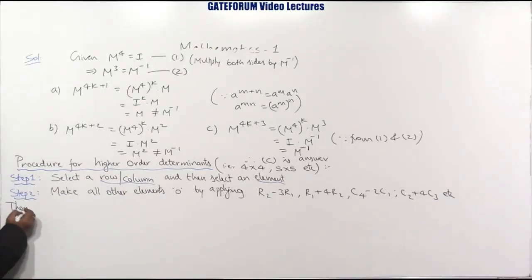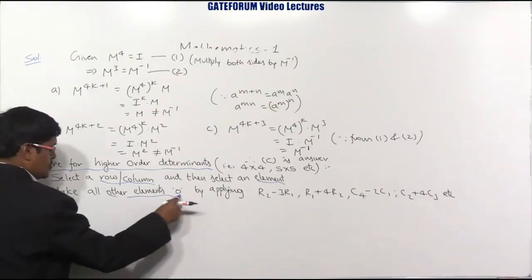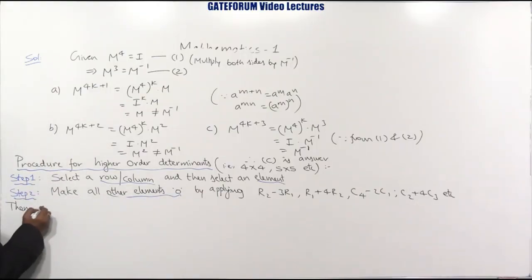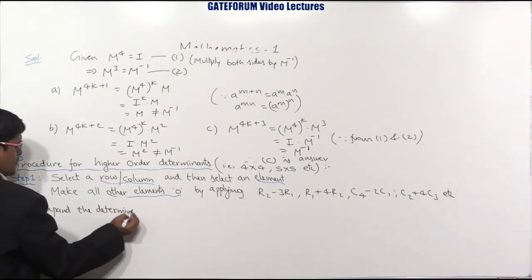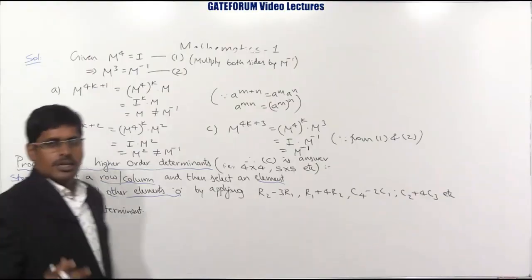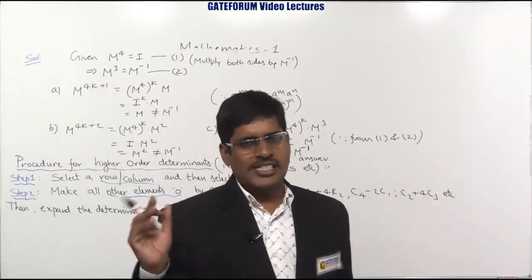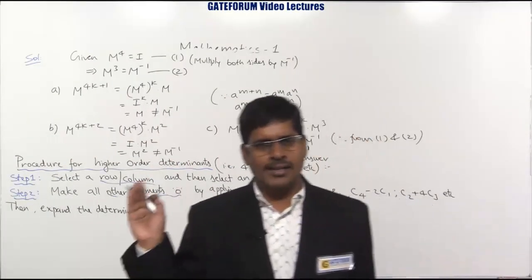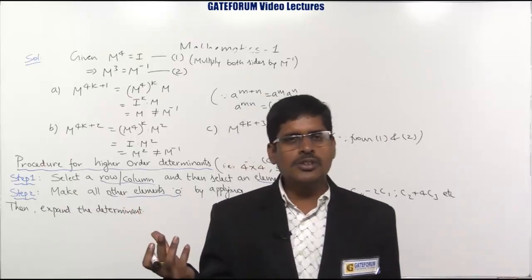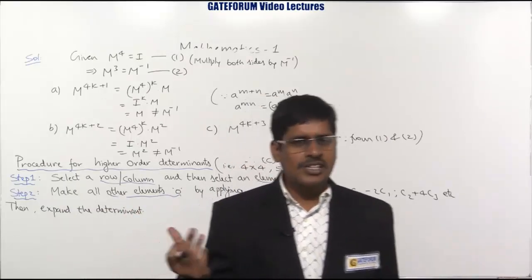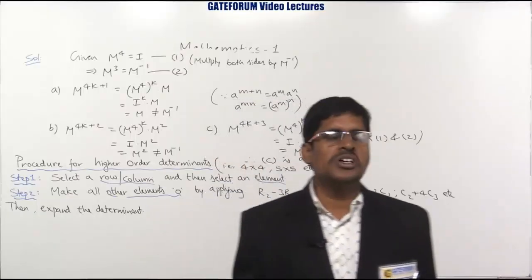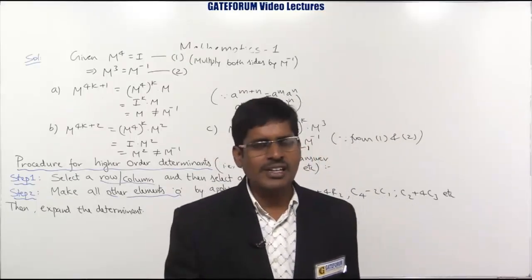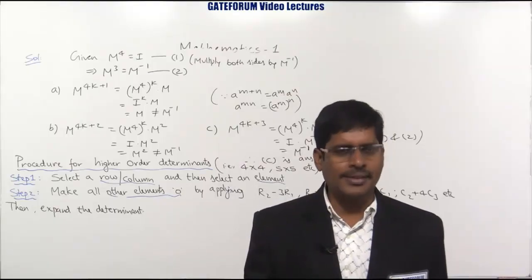Then expand. So make all other elements 0, then expand the determinant using the definition. Suppose you select the first row, except one element, you have made all other elements zeros. Then it is easy to evaluate the determinant, because what is the determinant definition? Every element multiplied by its cofactor. If the rest of the elements are 0, 0 into anything is 0, which saves time compared with the original method.